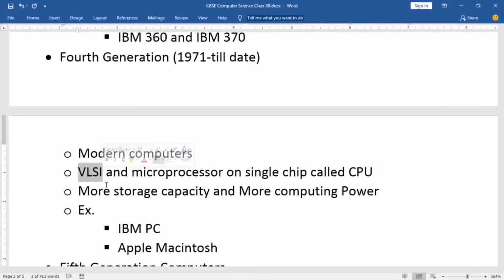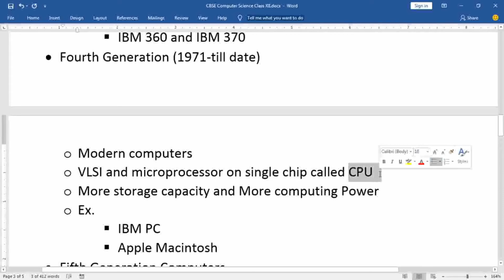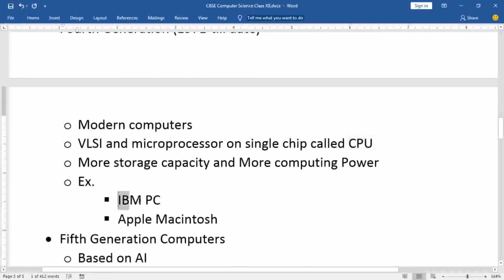VLSI and microprocessors integrated on a single chip is called the CPU. On a CPU you can see this type of devices. They are integrated in one socket, that is called the CPU. So they have more storage capacity and more computing power. Examples I have given here are IBM PC and Apple Macintosh. These are good examples of fourth generation computers.